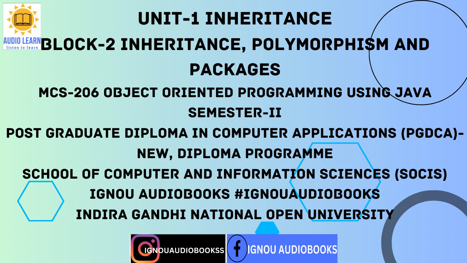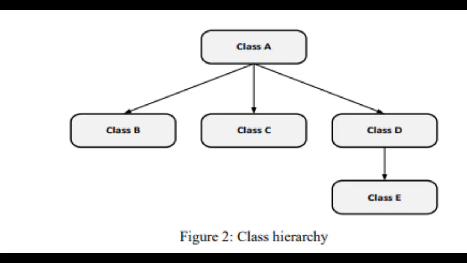In Figure 2, Class B, Class C, and Class D, which are known as sibling classes, inherit the properties of Class A. If a class, for example Class B, is a subclass of Class A, then we say that Class A is the superclass of Class B. Sometimes, we also use the terms derived class and base class instead of subclass and superclass respectively.